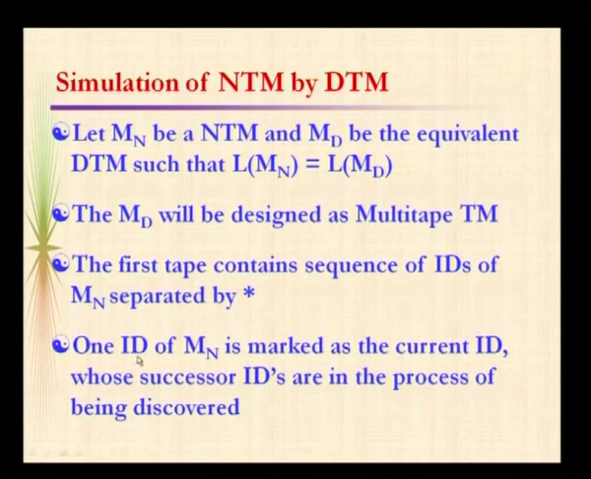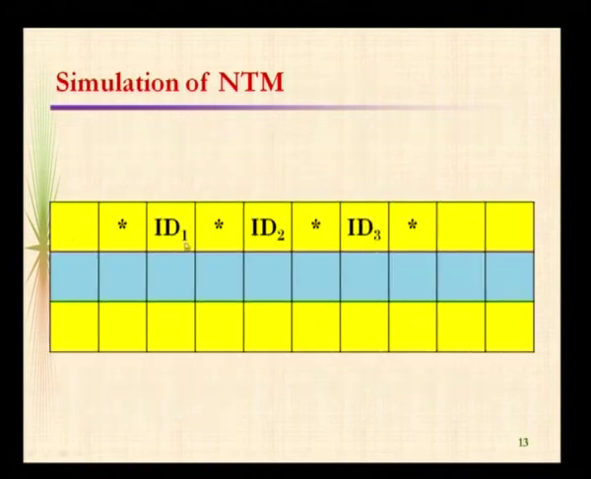Now the first ID is marked as the current one, and its successor IDs are in the process of being discovered. We can't say that all the possible IDs are initially available on the tape. You generate the first ID, and since it is a non-deterministic Turing machine, there may be more than one possible output. So, we generate all the possible outputs, without missing even a single one, and all of them are simply copied onto the end of the tape. Suppose from this ID1 there are 3 possible IDs, then we store all 3 possible IDs here.